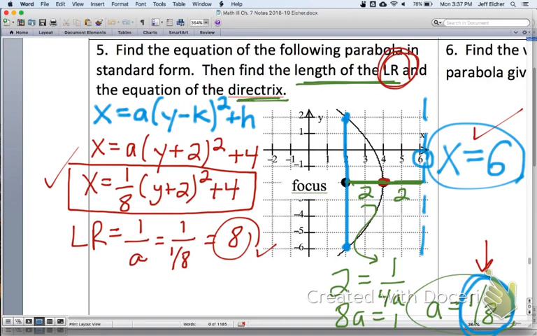So that was an example where we have a parabola opening to the left. The trickiest part is you have a different formula, x equals a(y minus k) squared plus h, anytime it's opening left or right. On to number 6.